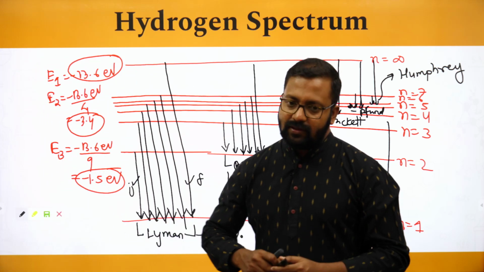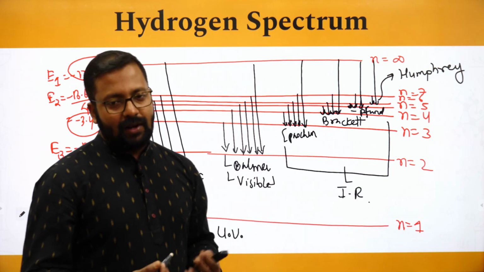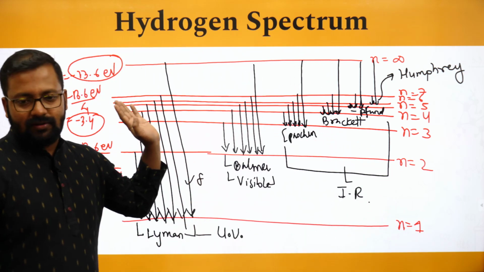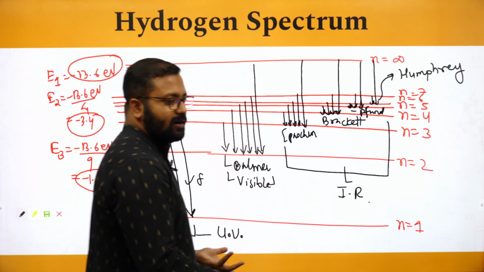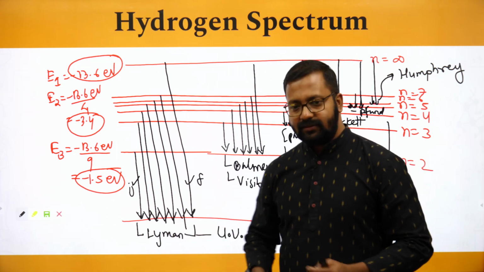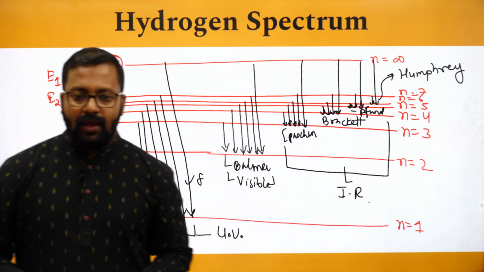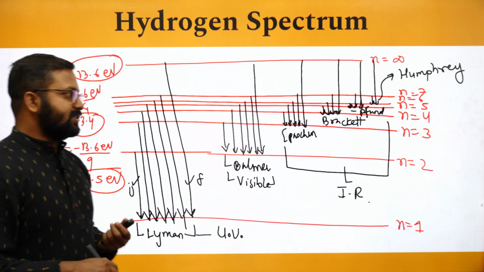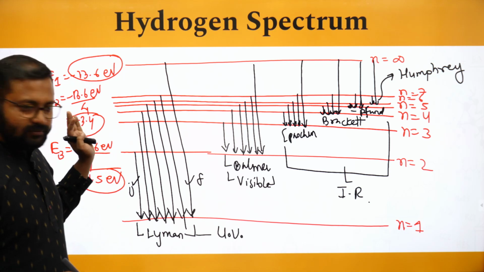Why is this given the name of a scientist? Somebody should get credit, they did such a big piece of work. Who should we give the credit to? The person who has worked on it. That is why it was named after the scientist. Humphrey was discovered later. Okay, so that's it.